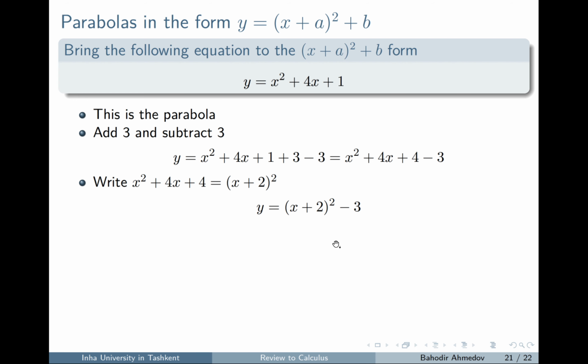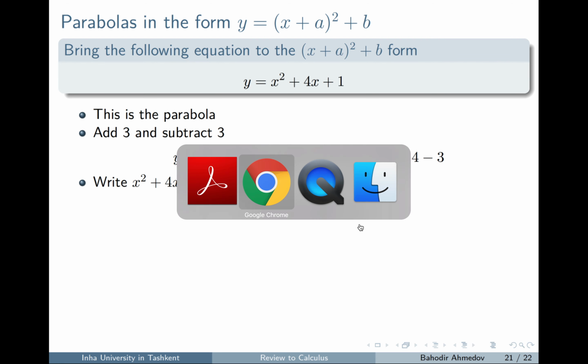From here I can clearly see that this is a parabola, and the vertex of the parabola is (minus 2, minus 3). In order to define the vertex of the parabola, I need to find the point for x so that this bracket is equal to 0, right? If x is equal to minus 2, this bracket is equal to 0. That is why the x coordinate of the vertex is minus 2. Once this bracket is equal to 0, y is equal to minus 3, which is the y coordinate of the vertex.